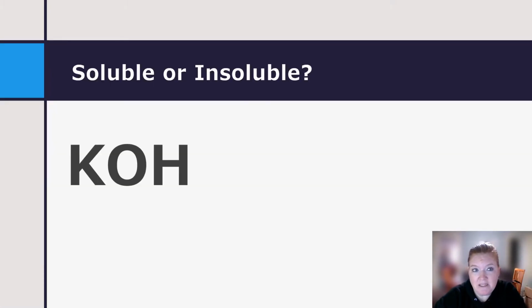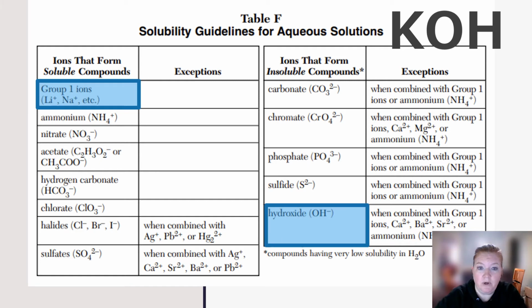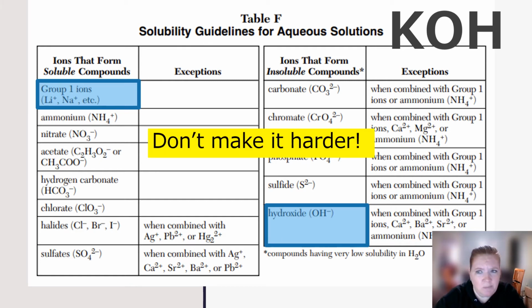Best way is to practice. Is this soluble or insoluble? Well, we've got to look at the table to figure it out, right? So K is in group 1, and then I see OH. So please, please, please don't make it harder.